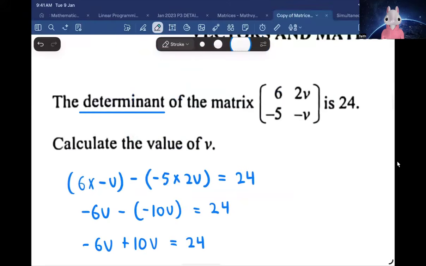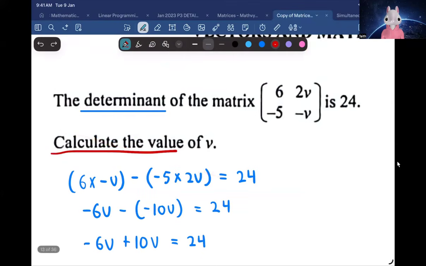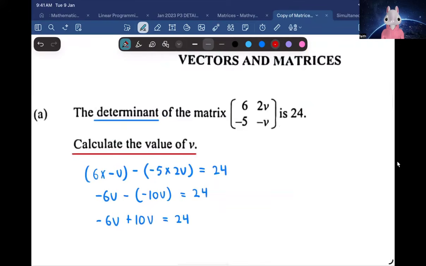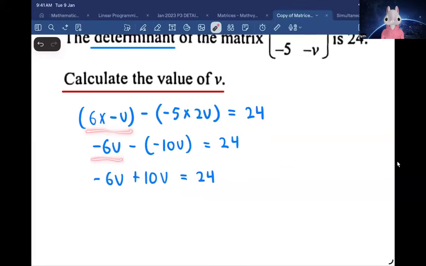What value do they want us to find? For v. Right. So we actually need to find what v is. To find v, you need to come up with an equation. So what did we do? We found the determinant. This is the determinant, and they told us it was 24, so it's equal to 24. 6 by minus 1 is minus 6v. Minus 5 by 2 is minus 10v. So minus 6v minus 10v, which is minus 6v plus 10v.